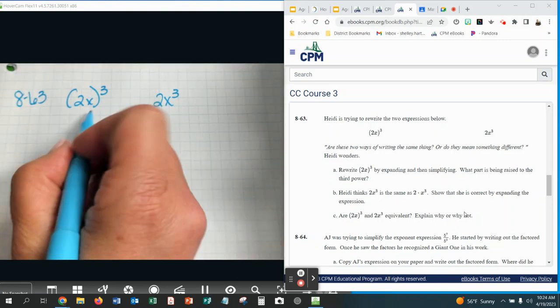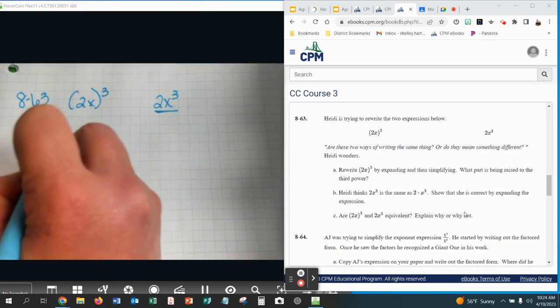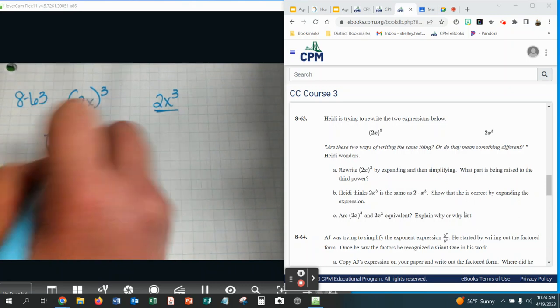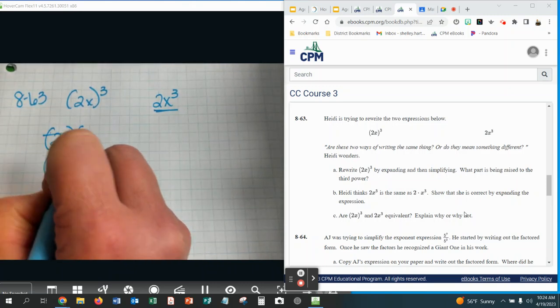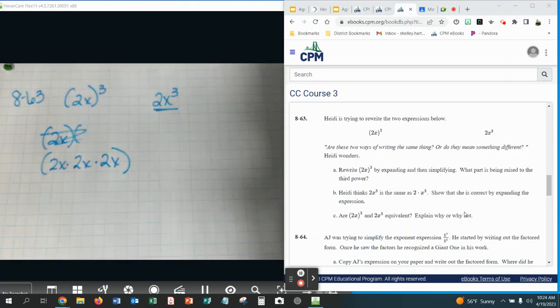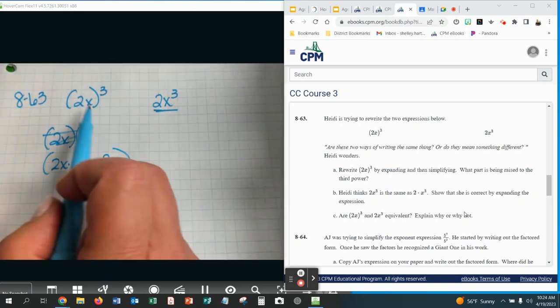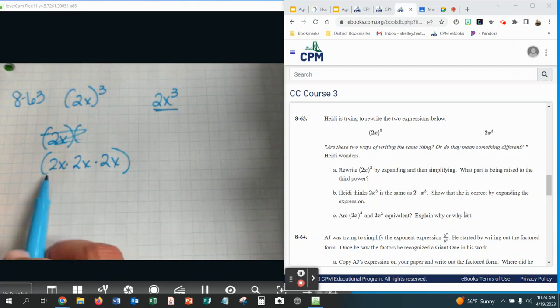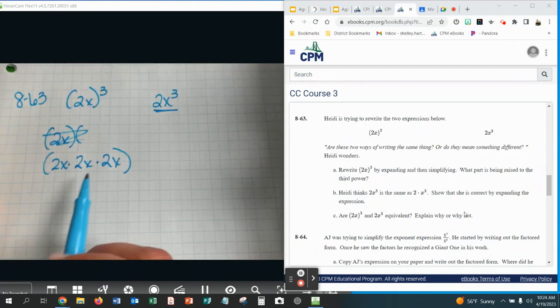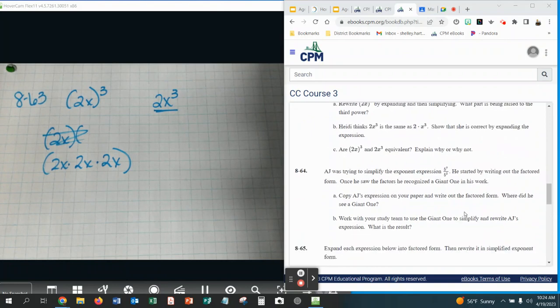Well, take a look at what this does. This is just going to be 2x cubed. This is going to be 2x times 2x times 2x. Are they the same? No, they are not the same because this is being multiplied 3 times, right? Good. So they are not equivalent. Okay.